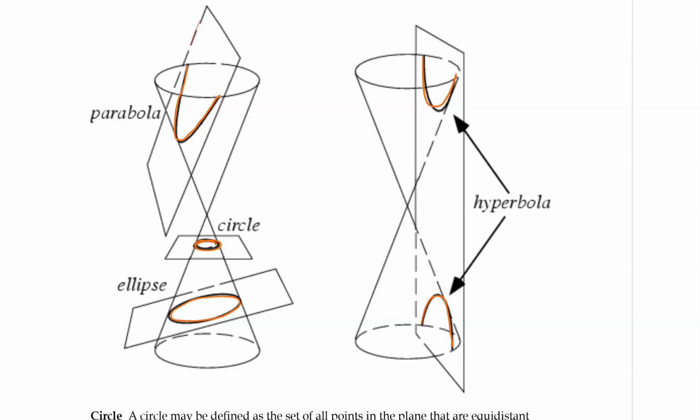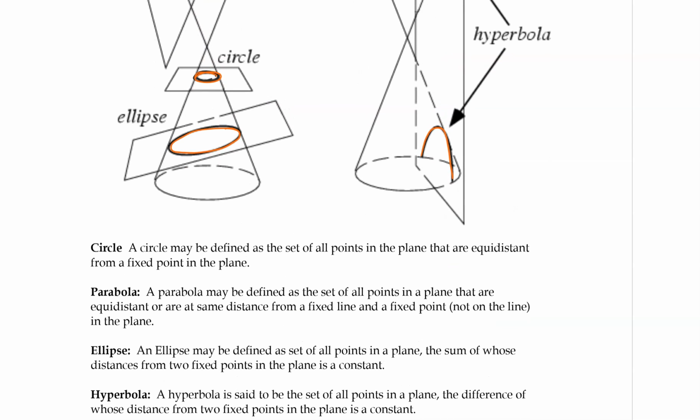I just want to go through the definitions of these four different shapes we're working with, and you'll see how it visually gives you an idea. The first one says, a circle may be defined as the set of all points in a plane that are equidistant from a fixed point in the plane. So here's our fixed point, and all the points around it are the same distance away. That same distance we know is the radius, and so we go all the way around.